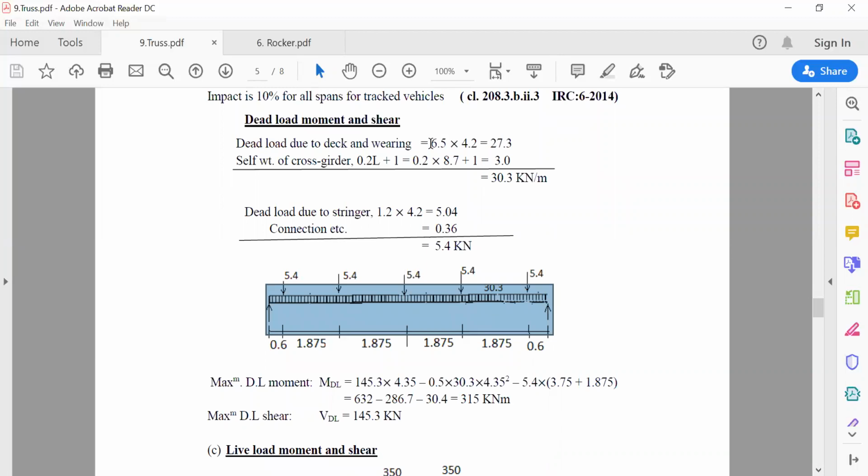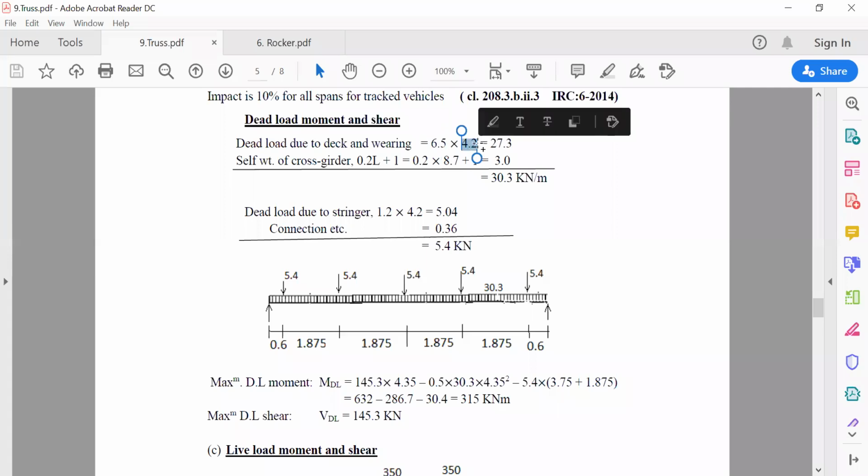Again, now for the UDL due to the deck slab, in the stringer beam what we did was 6.5 into 1.875. Here it is 6.5 into 4.2, perpendicular direction, because the cross girder is perpendicular to the stringer beam. So this value will be taken perpendicular to 1.875. That's why we are taking it as 4.2.